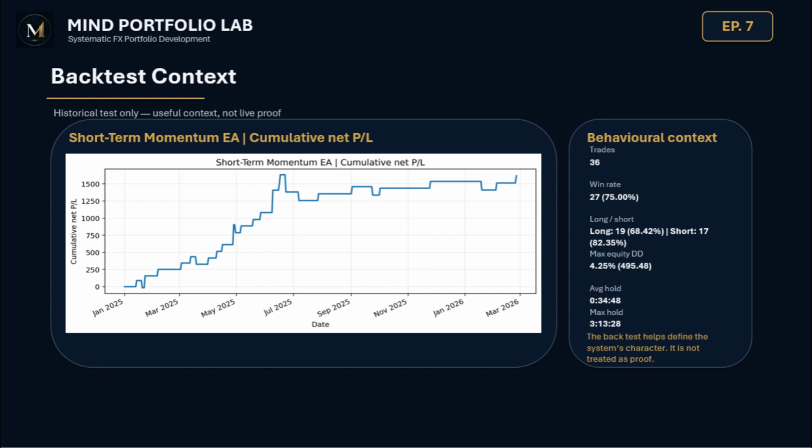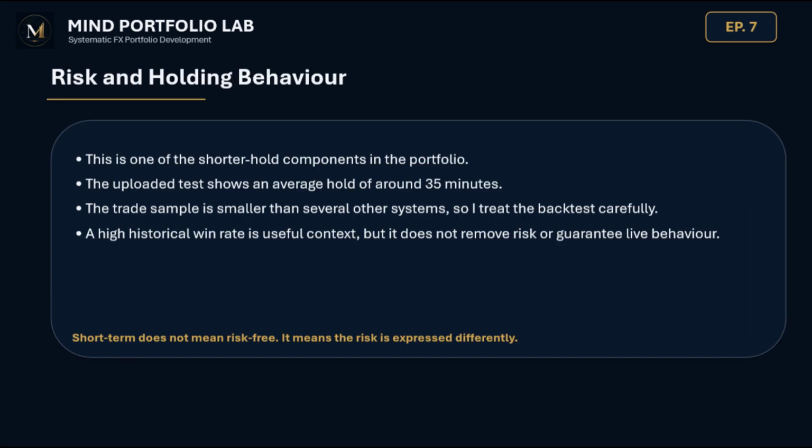Second, the trade sample is smaller than several of the other systems, so I need to be careful not to overstate it. And third, while the historical win rate is high, I do not want to treat that as a guarantee. A high win rate can look attractive, but it is not enough on its own. I still need to understand drawdown, average loss, position sizing, execution, and whether the live behavior remains close to the tested profile. That is why I try to focus on behavior rather than headline numbers.